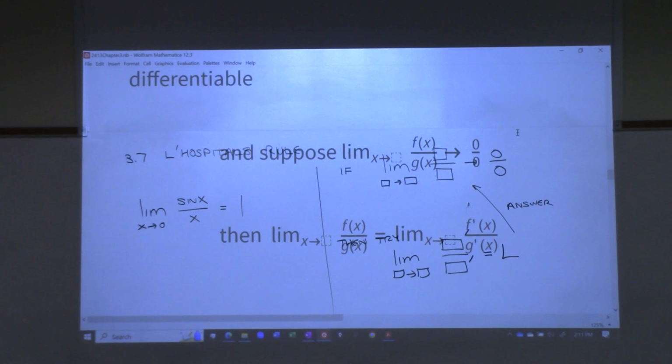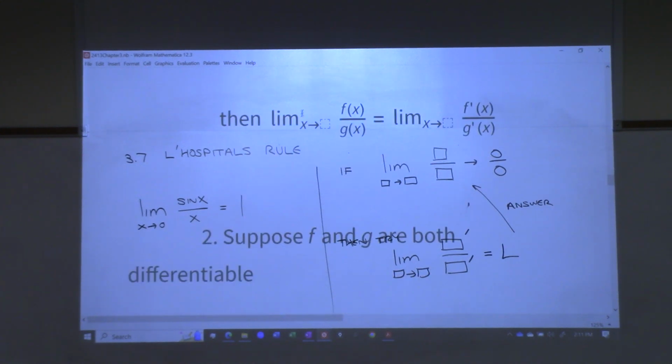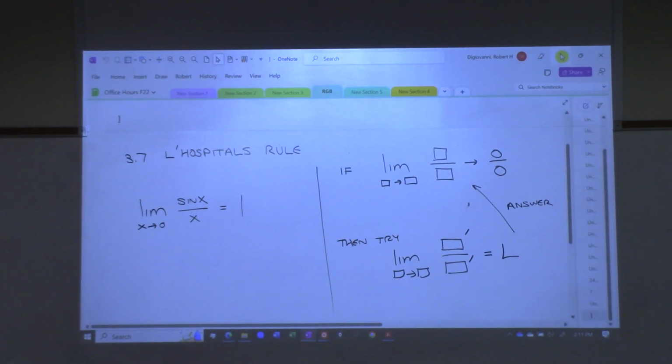So it's right on top of it. It says, if you're ever taking a limit and you're getting 0 over 0, then that limit you're trying to find will be equal to the limit of the derivative of the top over the derivative of the bottom. It's an awesome rule. I mean, it's really awesome. All right, let's check it.